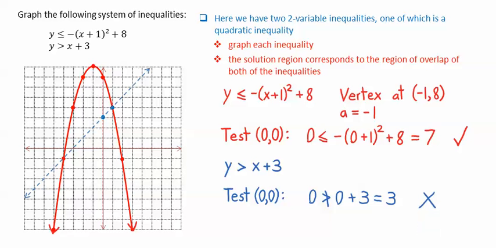We therefore shade in the region below the parabola and above the dashed line, corresponding to this region shaded in between.